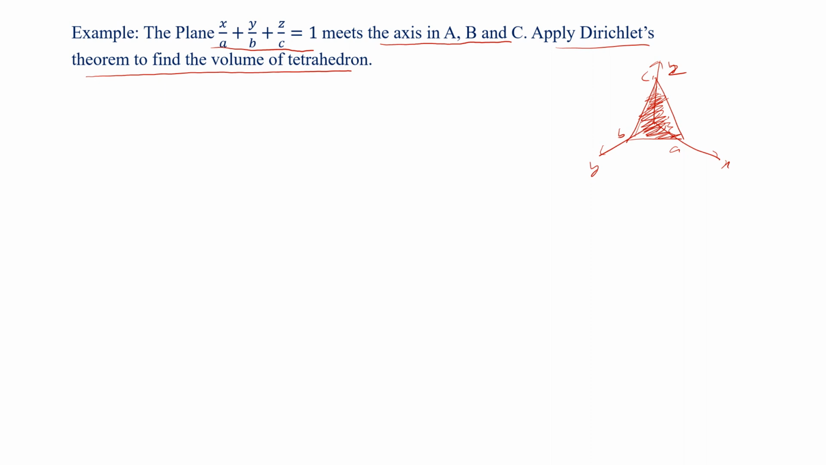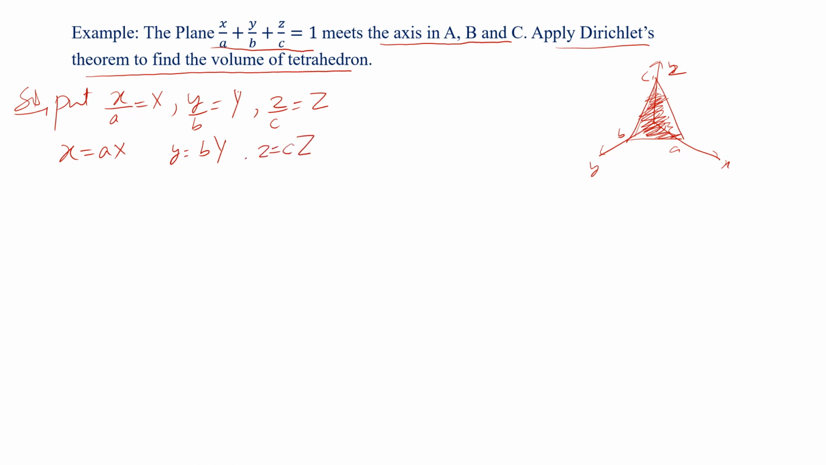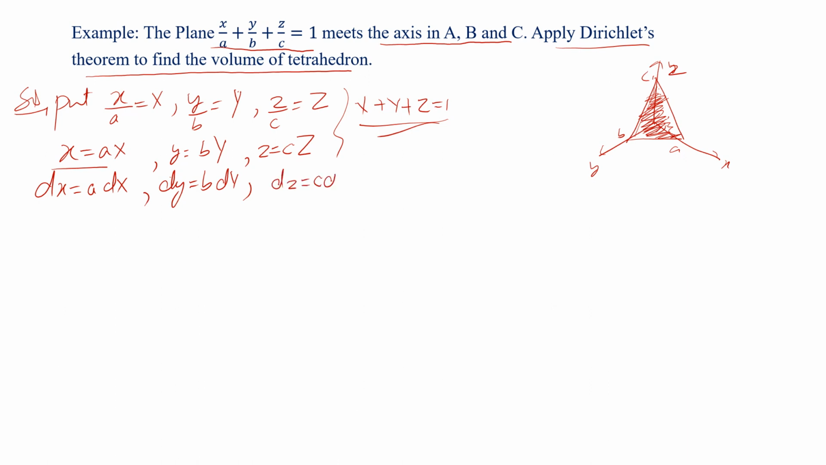So we have to find the volume of that tetrahedron. Now here first we put x upon a is equal to capital X, y upon b is equal to capital Y, and z upon c is equal to capital Z. So x is equal to a capital X, y is equal to b capital Y, z is equal to c capital Z, and we apply the condition capital X plus Y plus Z is less than or equal to 1. So we take the differentiation: dx is equal to a dX, dy is equal to b dY, and dz is equal to c dZ. Now we want to evaluate the volume of that tetrahedron.